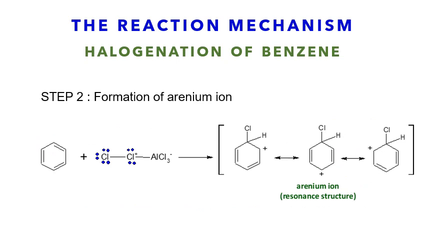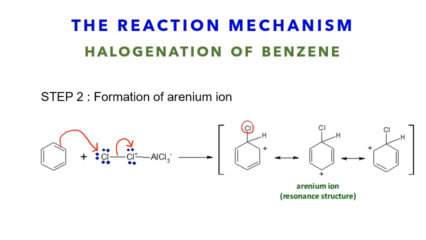The second step is to show the formation of arenium ion. So we have a benzene react with the complex that formed from the first step, whereas the pi electron from the benzene ring is a nucleophile that attack the electrophile from the complex, whereas it takes one of the chlorine atom from the electrophile and breaks the bond between the chlorine-chlorine atom. So now the benzene form a new bonding with the chlorine atom.